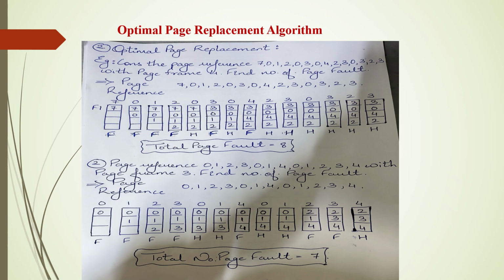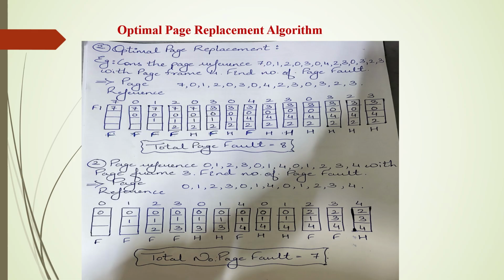The optimal page replacement algorithm is considered the most efficient page replacement algorithm because it always replaces the page that will not be used for the longest time in the future. Since it uses future knowledge, it produces the minimum possible number of page faults. However, in a real operating system, it cannot be implemented because future page references are not known in advance. Therefore, it is mainly used as a benchmark to compare other page replacement algorithms.